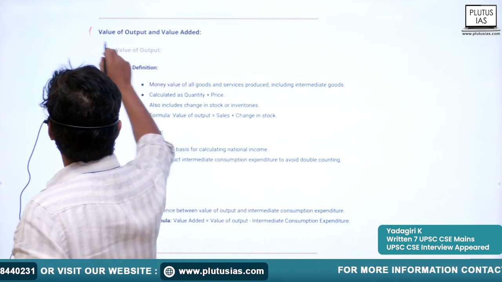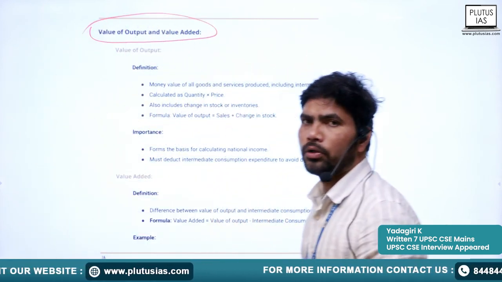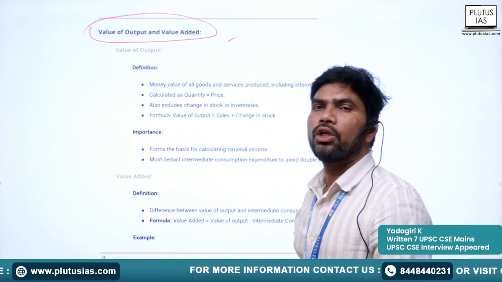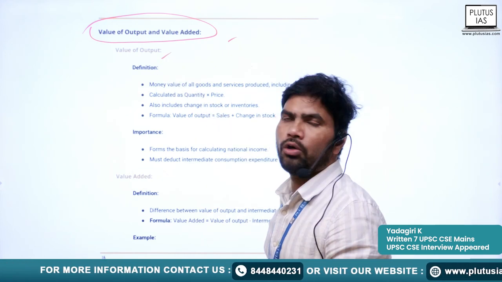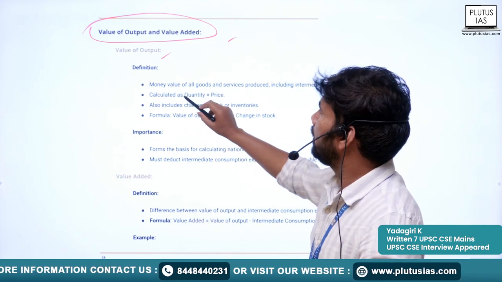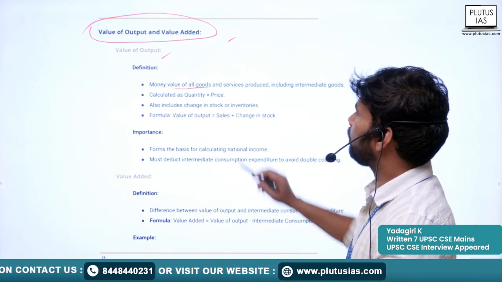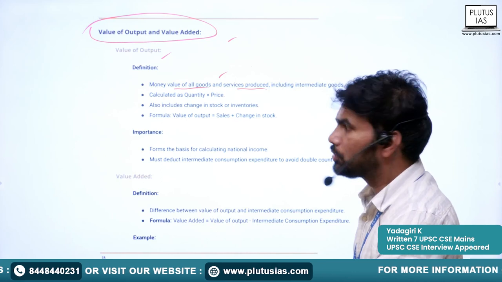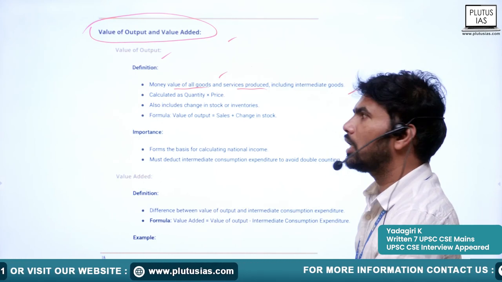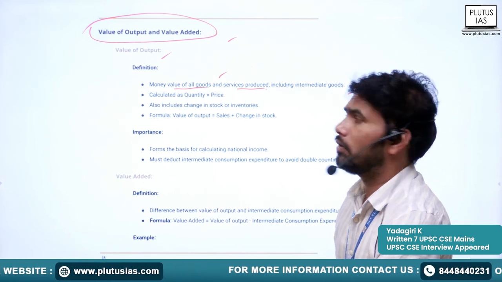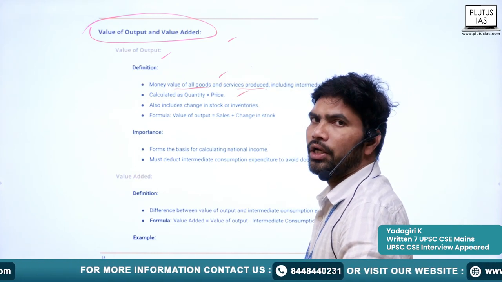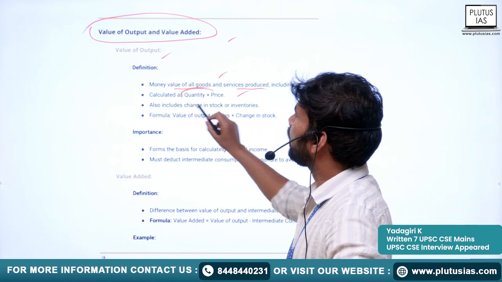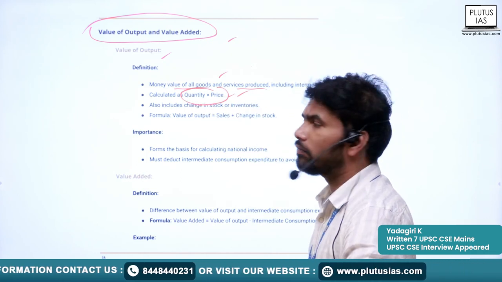Next, another important concept is value of output and value added. You should be thorough about these two concepts also. First one is value of output. If you see the definition, it is the money value of all goods and services produced, including intermediate goods. It is calculated as quantity into price. So this is the formula for calculating the value of output.